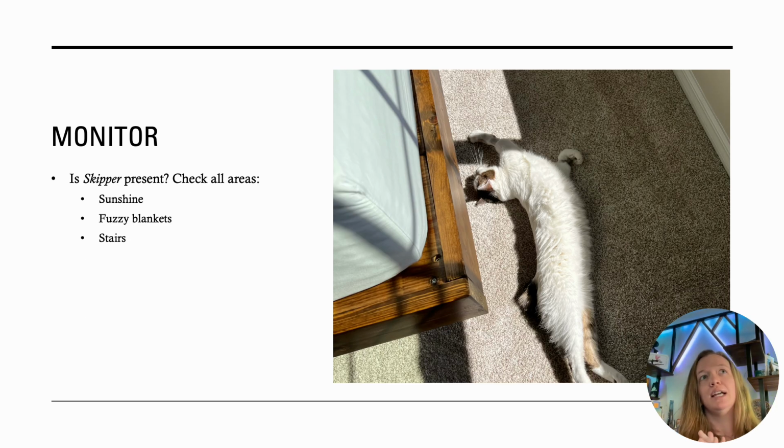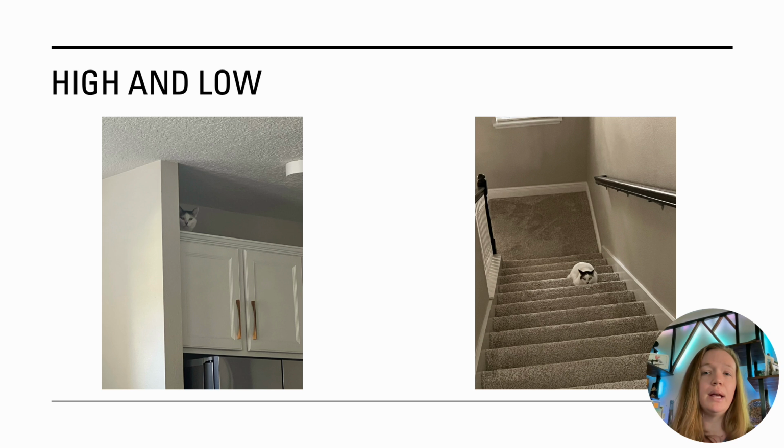The second thing we do in a good IPM plan is monitor. Is skipper present? Can you find skipper in your crop region, in this case, your house? You should probably look at some sunshine. He loves taking naps there. He also really is attracted to fuzzy blankets, so you may find him there. And stairs, which is relevant in the next photo here. He loves lying in wait on them, so you really need to look high on top of the cabinets maybe, and low, watch your feet, your ankles. There could be skipper there.